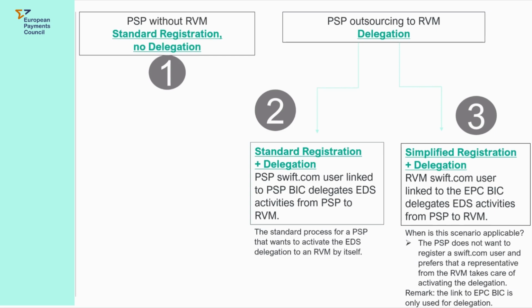Some PSPs want an even simpler registration process. So we have put in place the third option, which is the simplified registration with delegation. In that scenario, all interactions with the EDS will be conducted by the RVM. So prior to that, we need to have delegation set up through the VOP adherence process from the PSP to a specific RVM user, so a specific RVM user email address that will be mentioned in the EPC registry of participants.